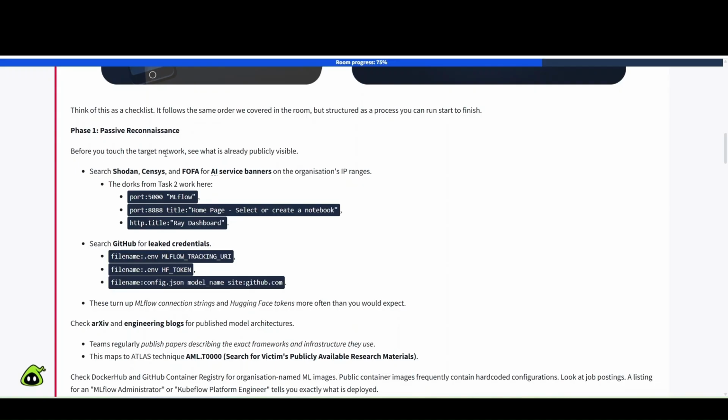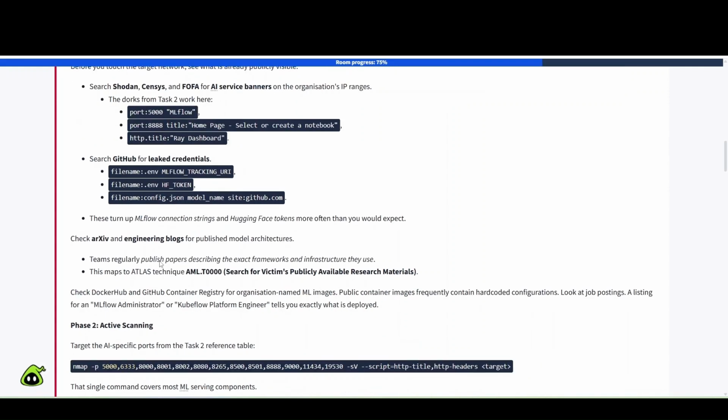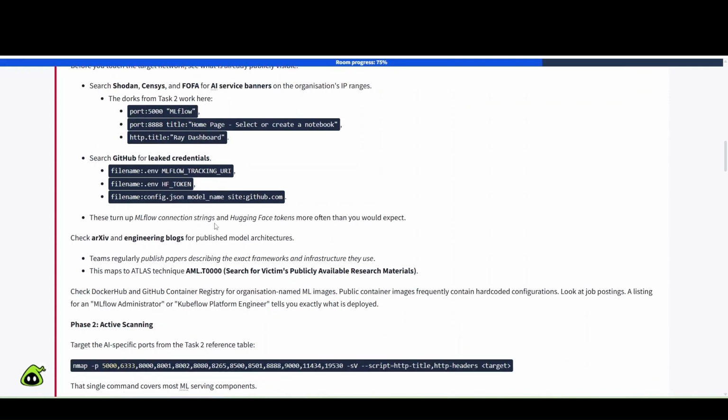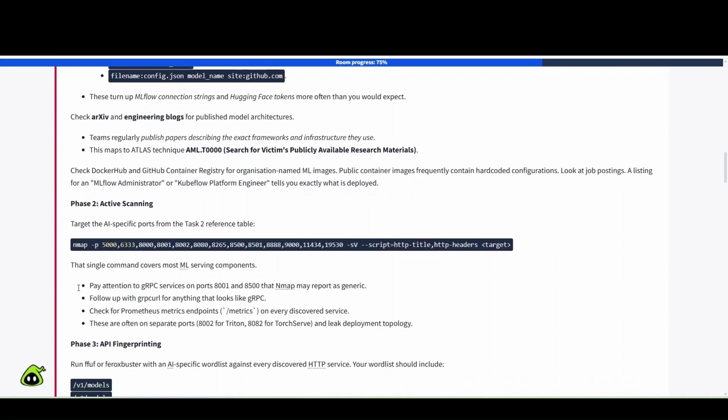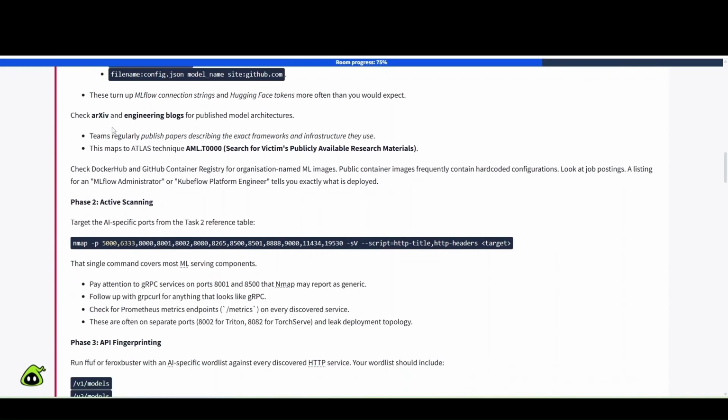Before you touch the target network, see what is already publicly visible. Search Shodan, Censys, and FOFA for AI service banners on the organization's IP ranges. The dorks from task 2 work here: port 5000 for MLflow, port 8888, etc. So we get the picture. Search GitHub for leaked credentials. Here's an example of doing that inside of GitHub. These turn up MLflow connection strings and Hugging Face tokens more often than you would expect. And I'm sure there's a way to automate all this by now, so I recommend doing some Googling, or even asking your favorite AI tool to help you with that endeavor.